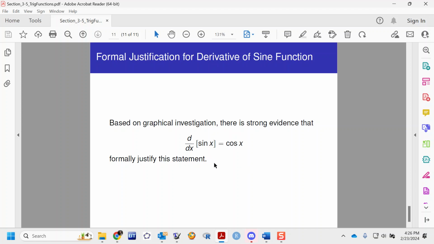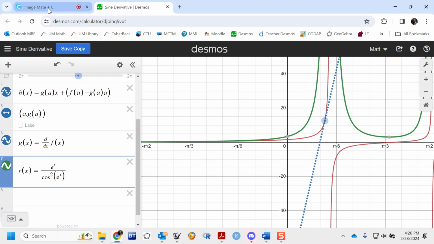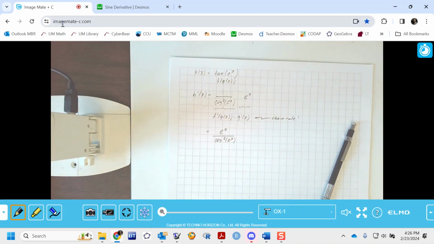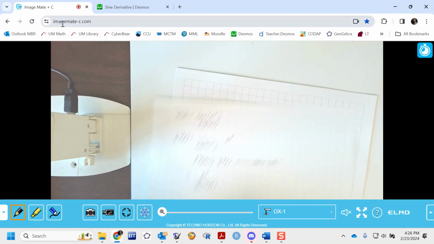Of course, you'd never be asked to reproduce this in a test setting, but I think for those of you who are heading towards a math degree or more advanced math, this would be good exposure for you. So let's go ahead and get after this. So off we go to the races for a formal justification.